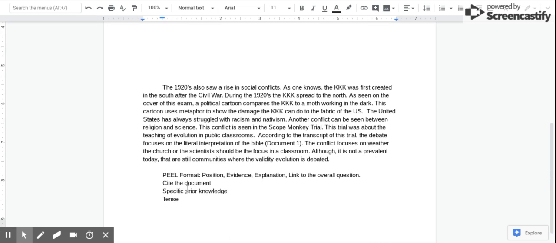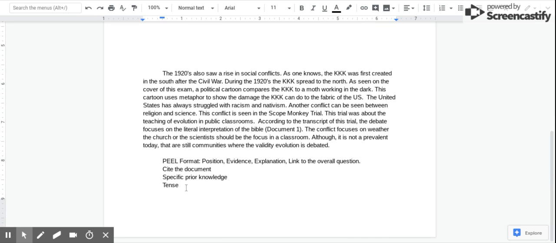All right, now that you have gone through that information with your shoulder partner, we're going to do the same thing with the explanation of conflict in the 1920s between modern and traditional values. So, the 1920s also saw a rise in social conflicts. So I'm doing the same thing here with this paragraph as I'm going to add two PEELs into one longer paragraph. So this is a topic sentence.